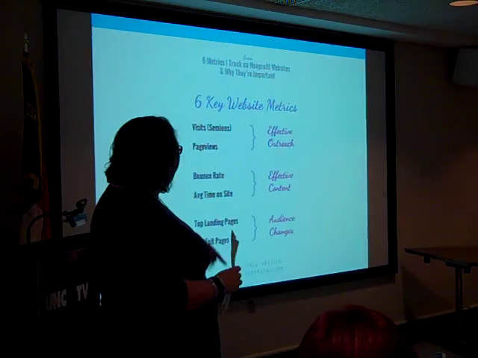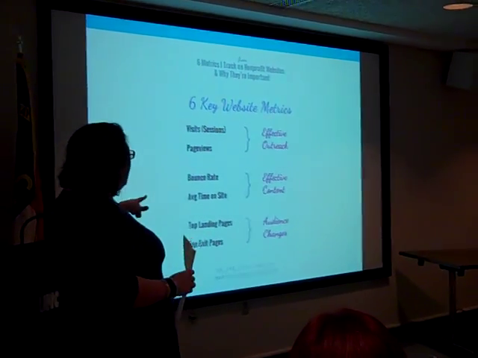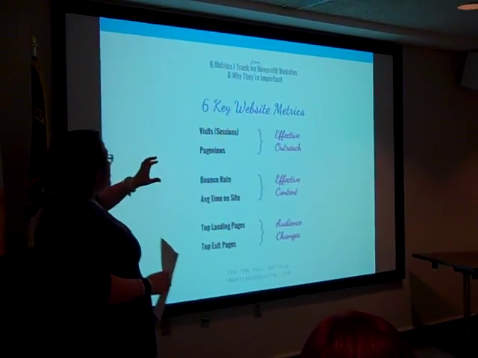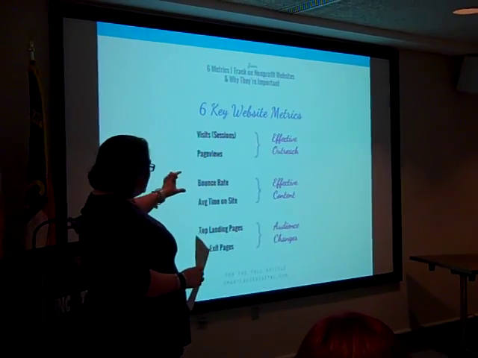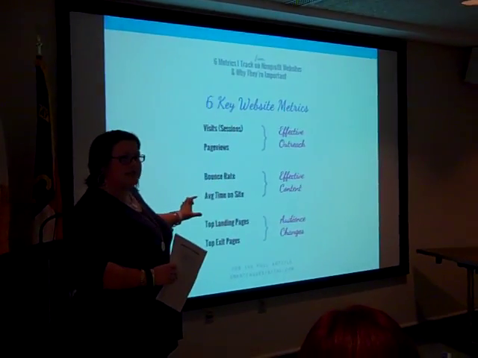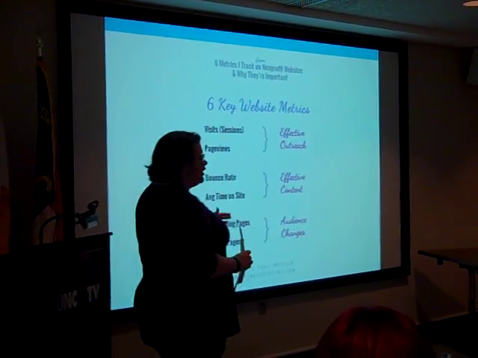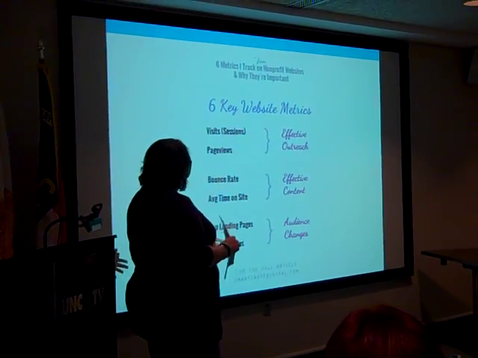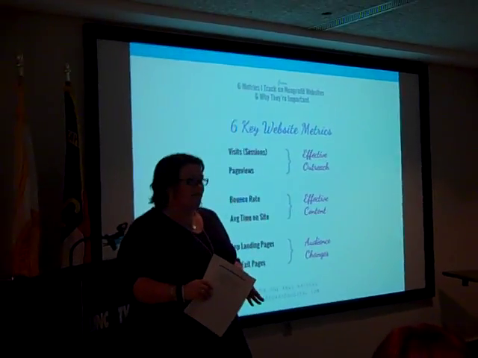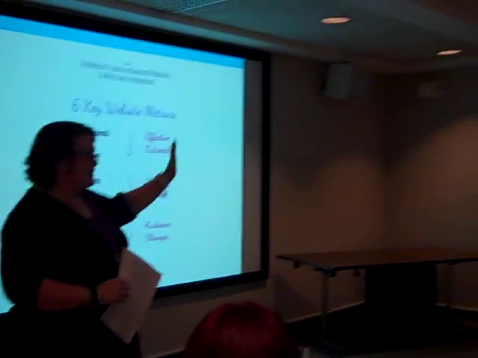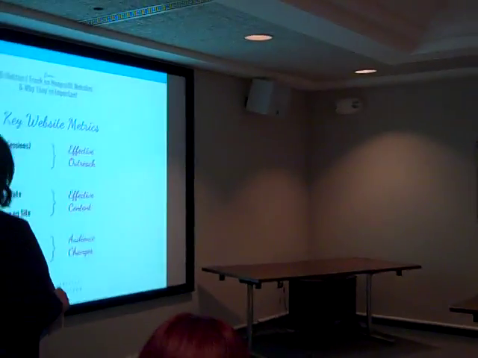And so, 6 key website metrics. Visits, broken into 3 parts. So whether you're looking for effective outreach, effective content, or audience changes. These types of things, you've probably heard of visits, page views, bounce rates, all of those things before. Anything ringing a bell to you guys? You heard of them? Okay.